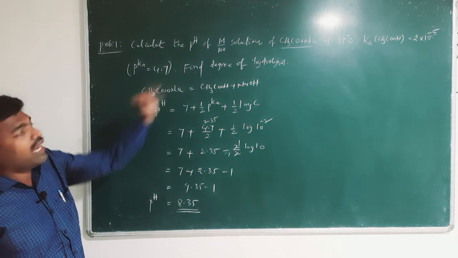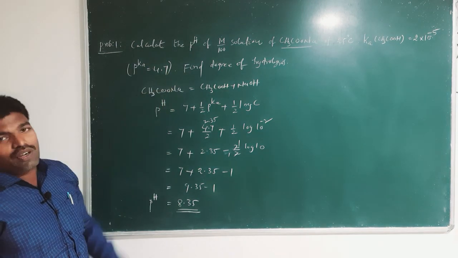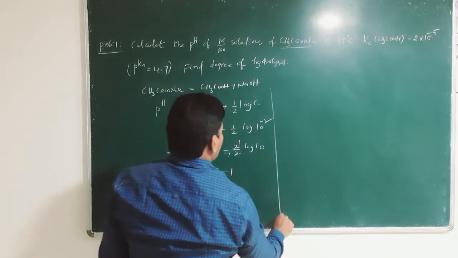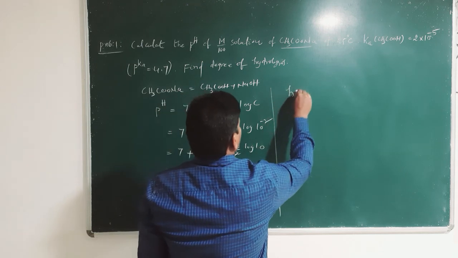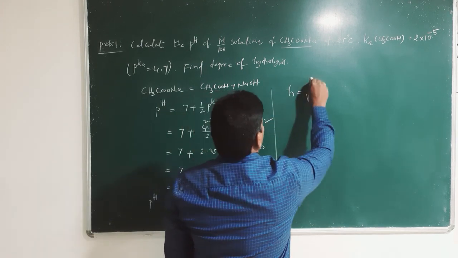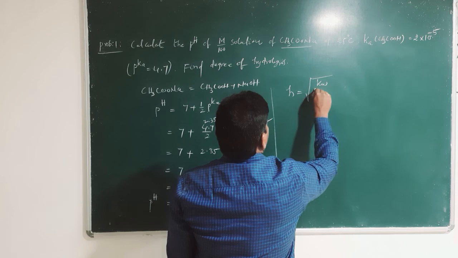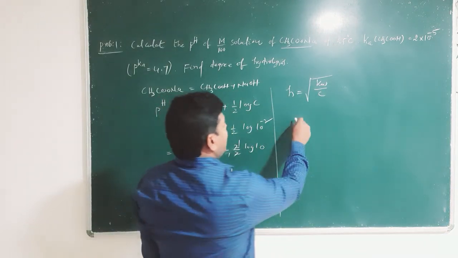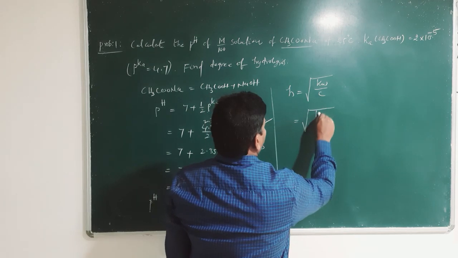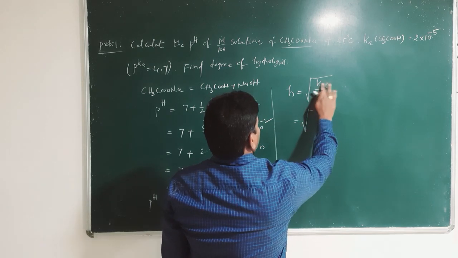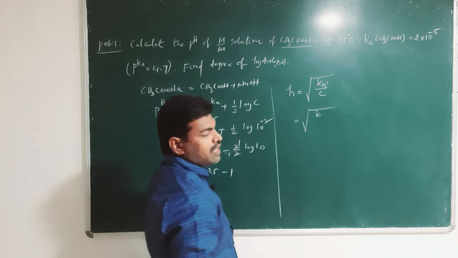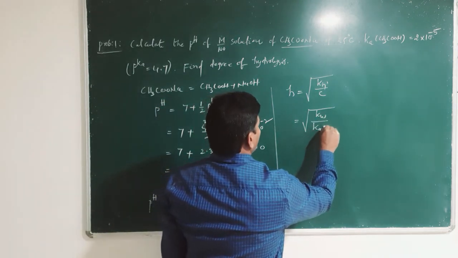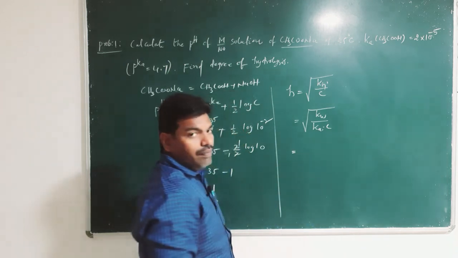But they asked to calculate the degree of hydrolysis. Degree of hydrolysis, we know the formula. Degree of hydrolysis h is equal to root Kh by C, and Kh is equal to Kw by Ka.